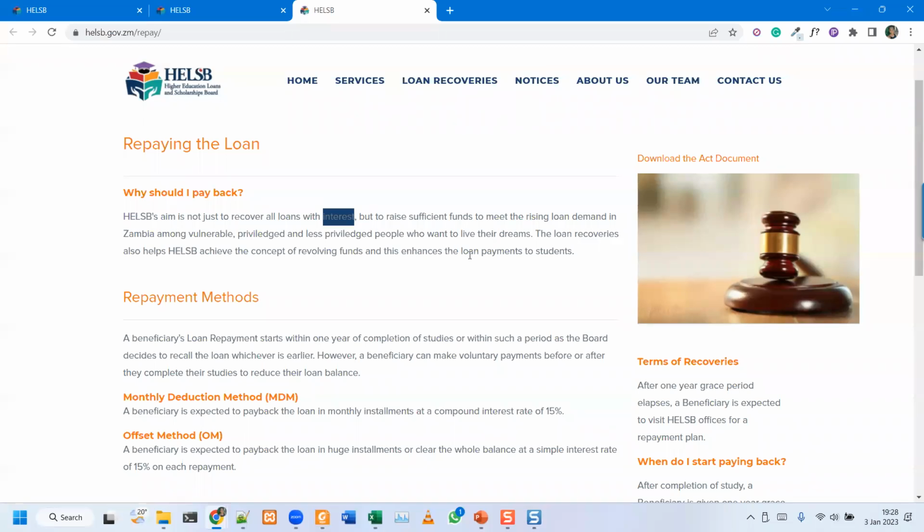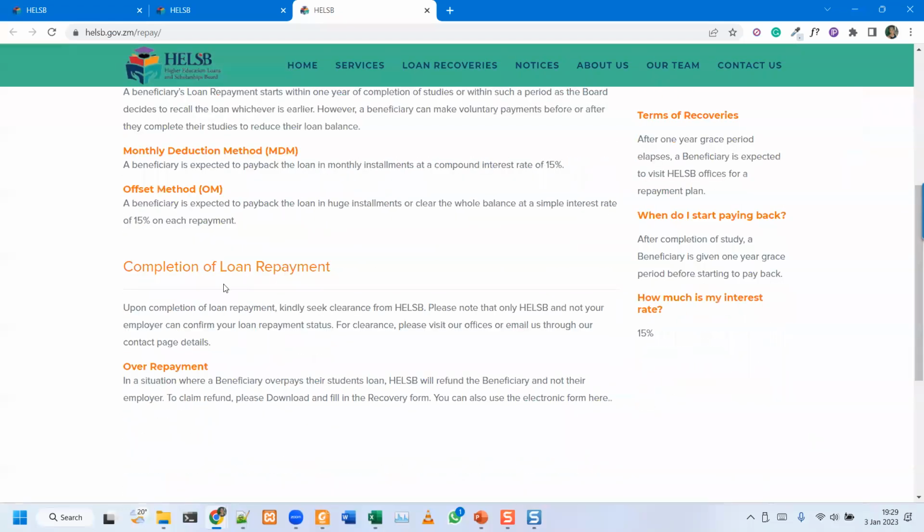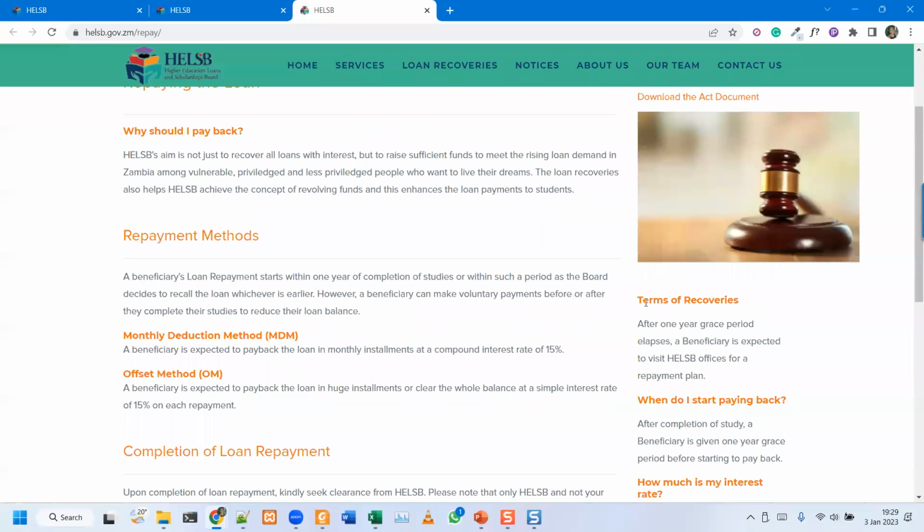And that is why when you get a loan, it is not a bad thing. What is bad is if you just sweep all these details under the rug and pretend like this thing doesn't exist. That's a different story. So we have the repayment methods. You have also terms and conditions when you repay your loan, what you should do. Terms of recovery. And I found this funny.